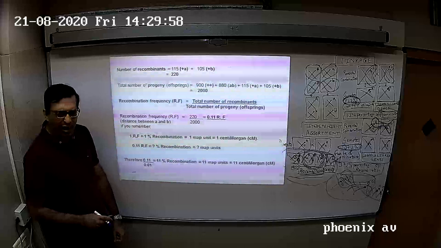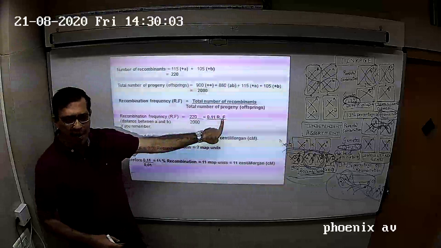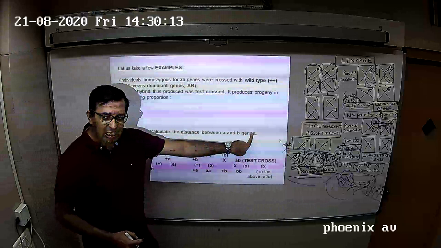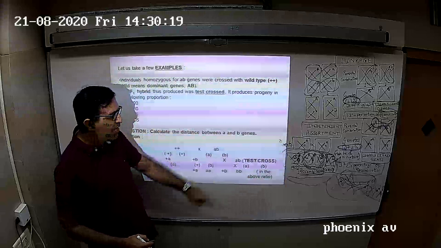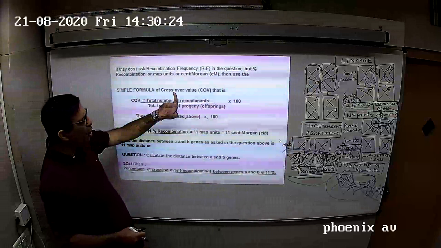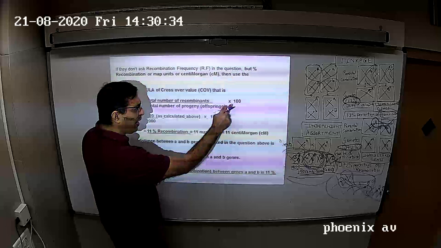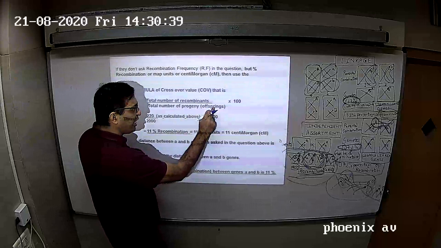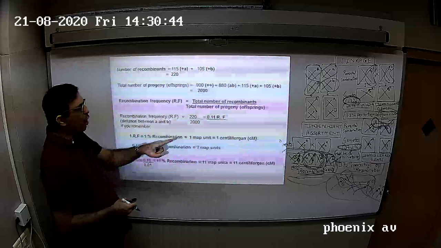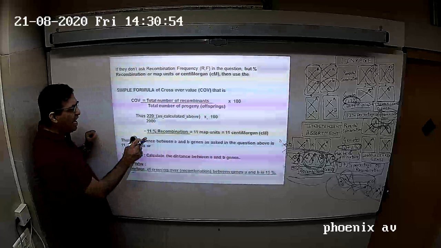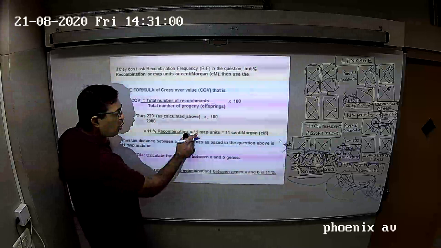But in your NEET exam, they will rarely ask you recombination frequency. So, ye to sirf samajhne ke liye tha. Baki, what have they asked you? They have asked you to calculate the distance between small a small b. So, the best formula is the simple formula of crossover value: total number of recombinants upon total number of progeny offsprings into 100. How much is the total number of recombinants? 220. How much is the total number of progeny offspring? 2000. Multiply that by 100, and that will give you 11% recombination, which is also written as 11 MAP units, or 11 centimorgans.